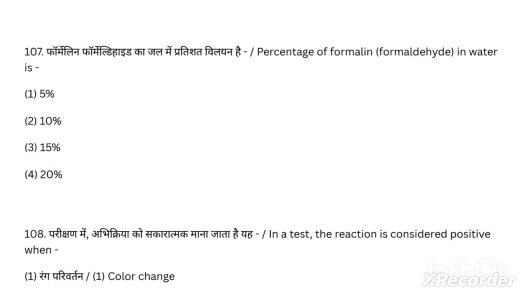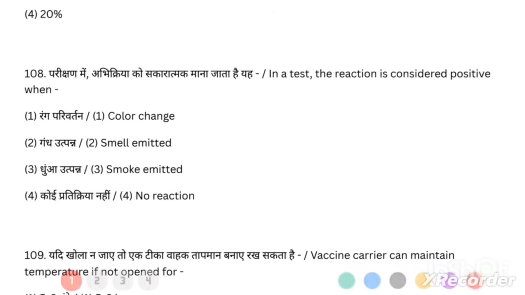Next question is, in a test, the reaction is considered positive when? A positive chemical reaction indicates a visible change like color change, precipitate, etc. So the correct option is color change. Smell emitted and smoke are not positive reactions.